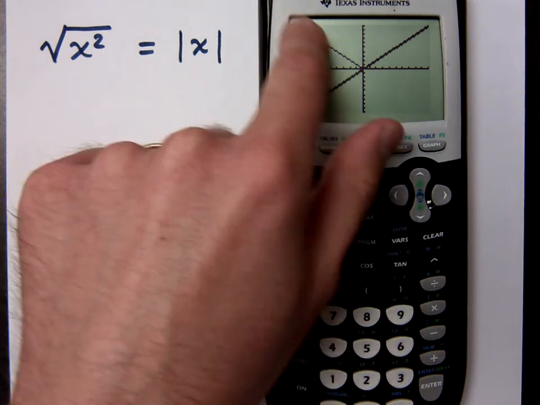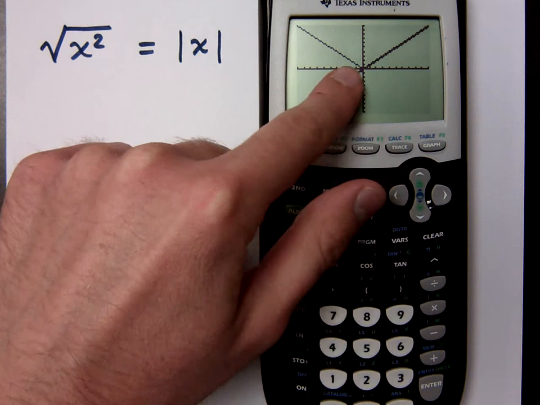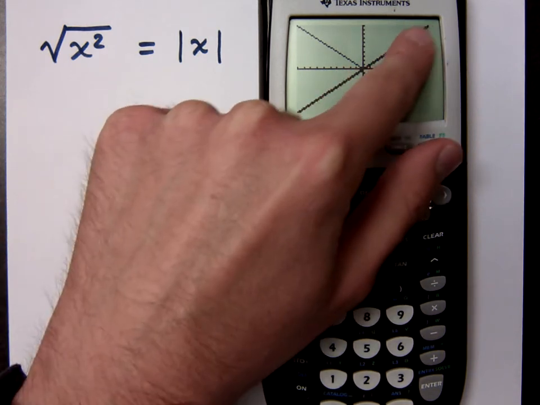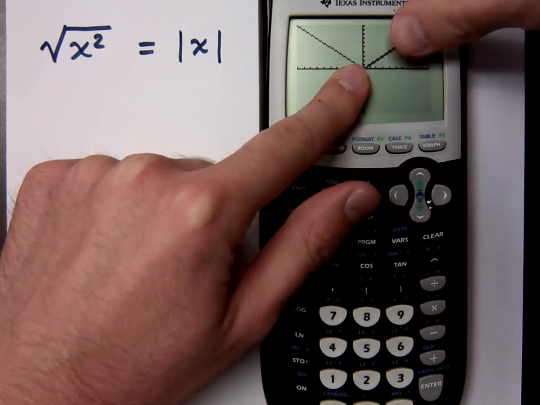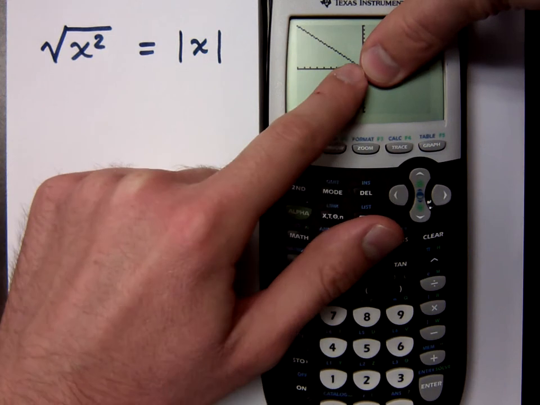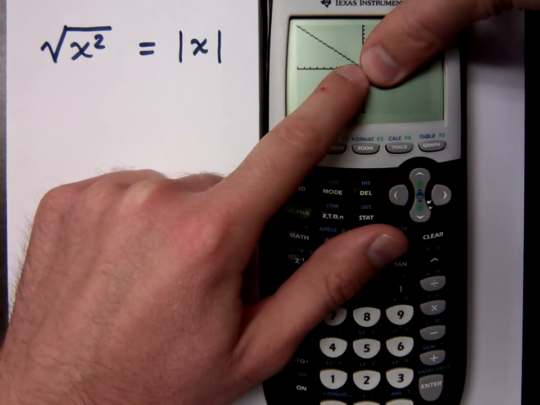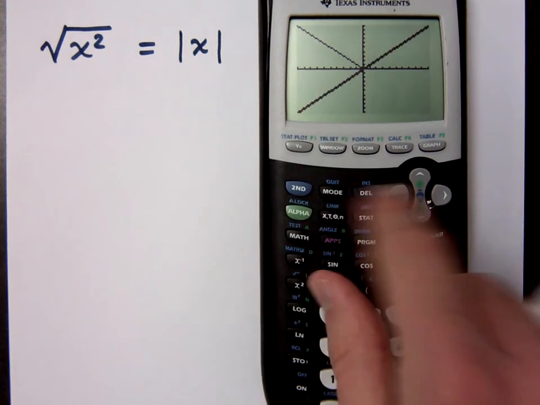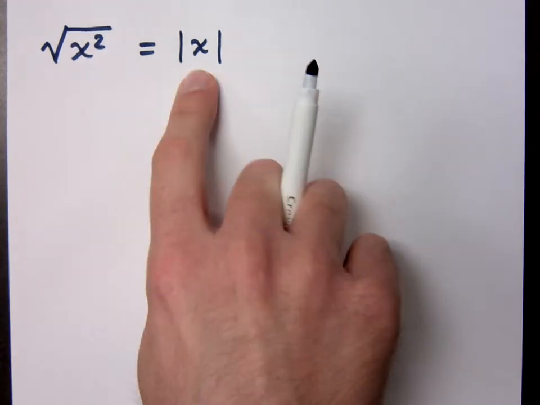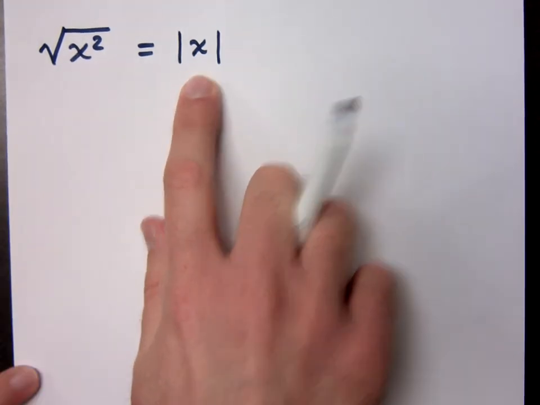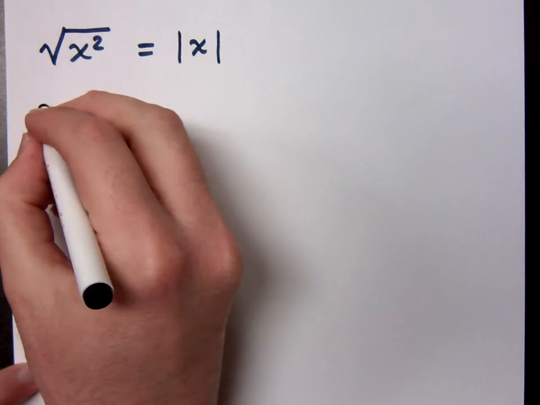The absolute value, as we've talked about before, is a piecewise defined function. It's y equals x on one side, and it's y equals negative x on the other side. So it's like a mirror image. So, this is what this guy is going to equal. Keep that in mind.